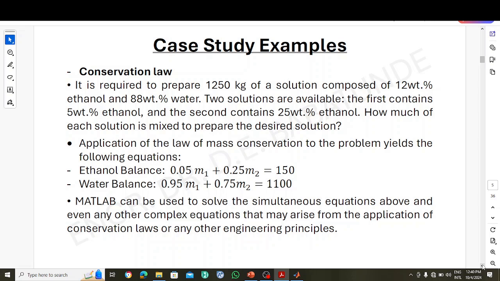So this is an example of a problem that you can solve with conservation law. This is a blending process, and we are required to find, in terms of masses, how much of each solution is to be mixed. If you are going to solve this problem, no software is going to do magic for you. You need to understand what the problem is about. If you read it very well, you understand that it's about mass conservation in this case.